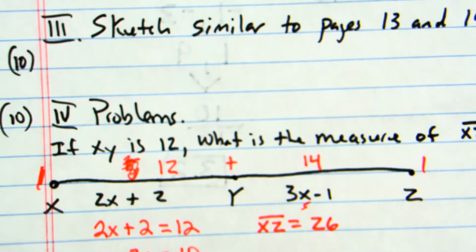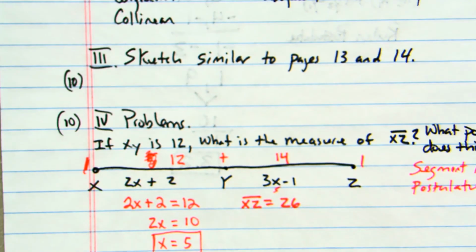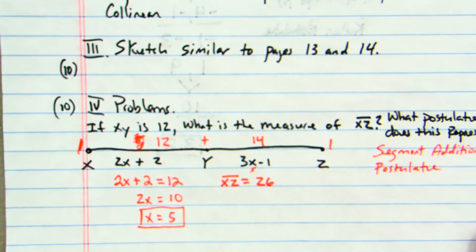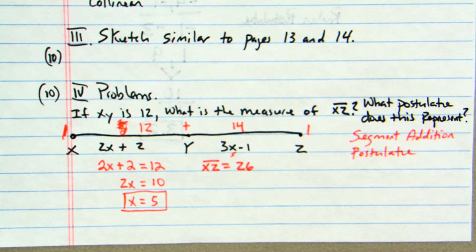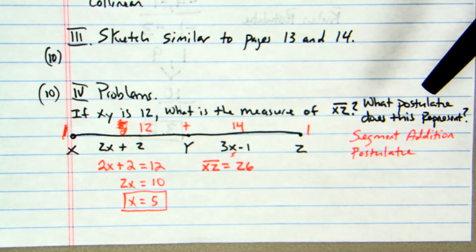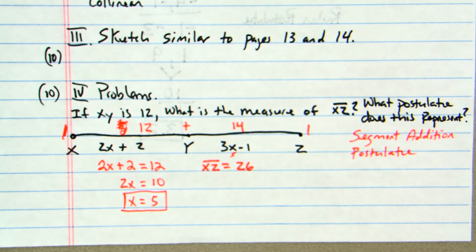Let's look down. Section 4 deals with problems, and you're going to have 10 problems. These are problems we went over in class. This is a segment addition postulate problem. If XY is 12, what is the measure of XZ?